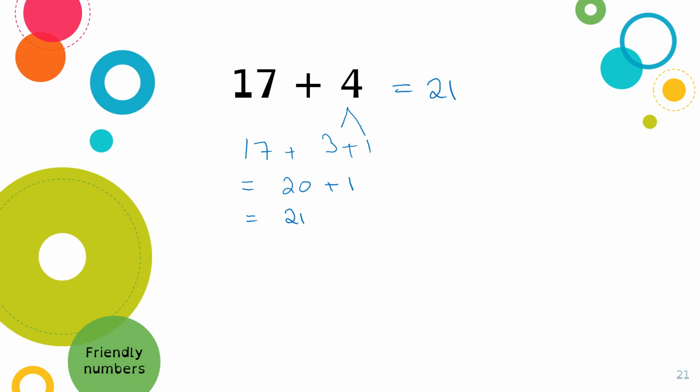This is a simple example where we could have just counted on our fingers. It's not very much, but it's something that we're going to use again later on, this idea of making numbers that are friendly for us.